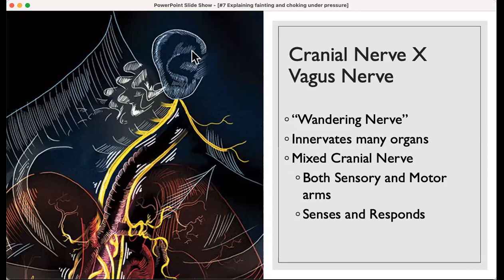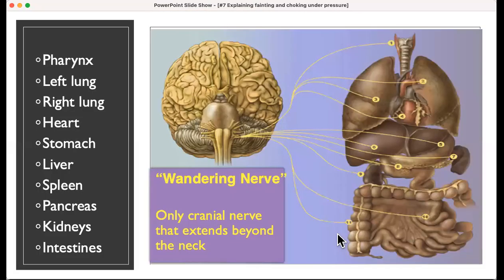So if you notice this image, there's the ear and the vagus nerve coming down, and it innervates all of these organs, but specifically the ones you need to know about, besides the stomach, as we talked about, are the lungs and the heart. And in the heart, it's the sinus node slowing down the heart rate, and also the lungs. It innervates the pleural cavity.